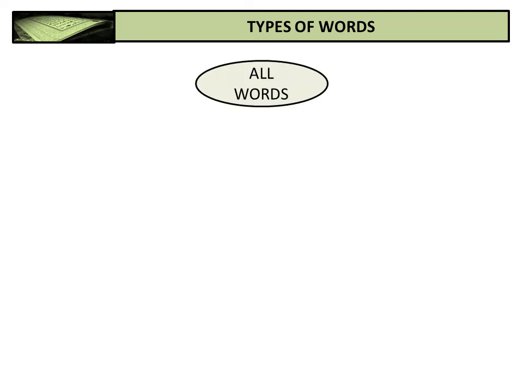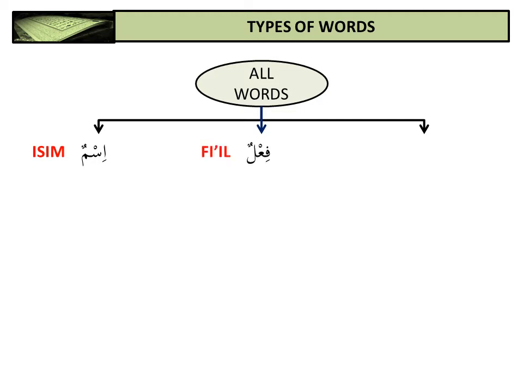Semua perkataan dalam bahasa Arab boleh dibahagi kepada 3 kumpulan. Kumpulan pertama adalah ismun atau isim. The second group is fi'lun or fi'il. And the third group is harfun or harf.